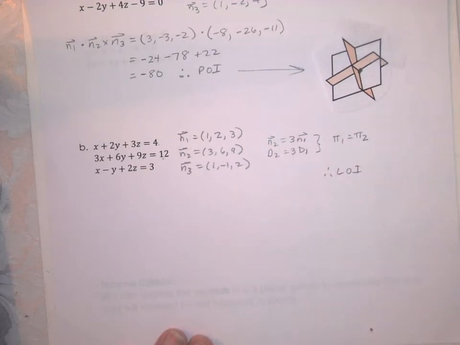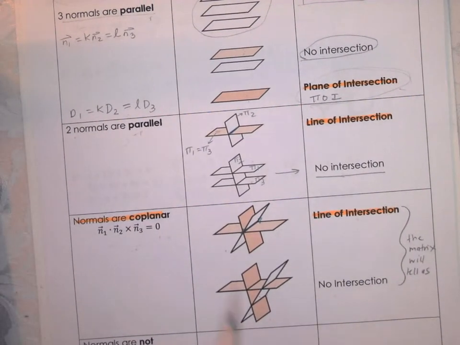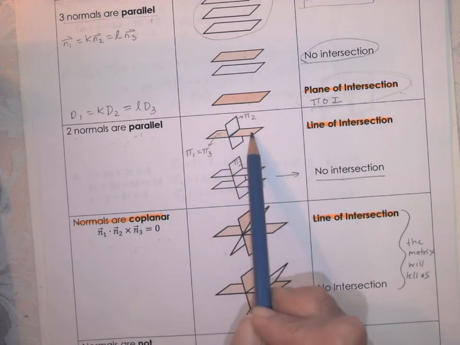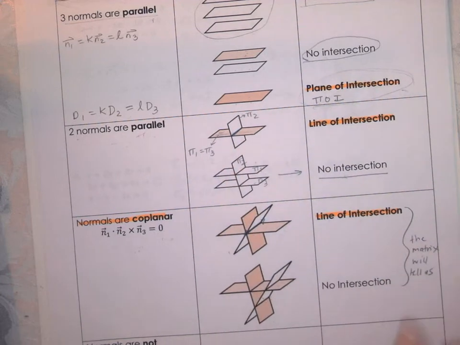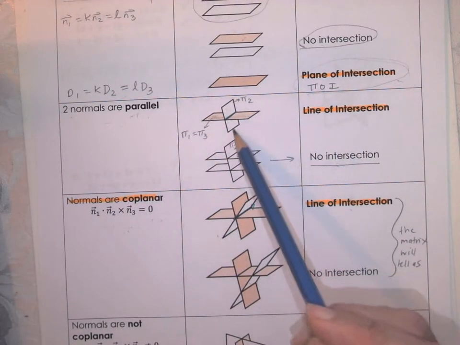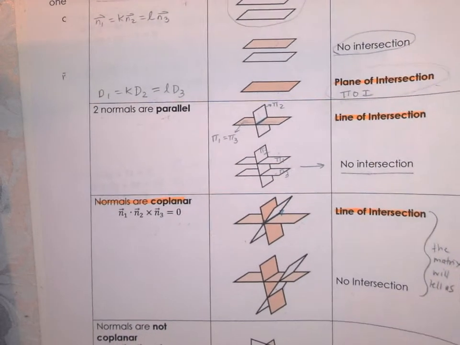So if we look back at our sheet here, we've got two normals that are parallel, but their d values are also in the same proportion, so those two planes are the same. In our case, it was plane 1 and plane 2 that were the same, and the third one's going to cross through them, and we're going to get this line of intersection.